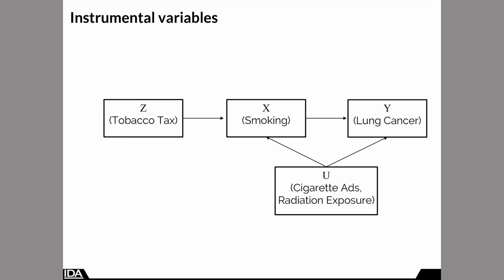So again, in smoking, for instance, tobacco tax is very much correlated with a person's choice to smoke or not, but it's not correlated with the errors, right? There might be a gene that causes you to smoke and get lung cancer. That gene is unlikely related to the tobacco tax, right? So it's a good substitute. It's a good predictor here.